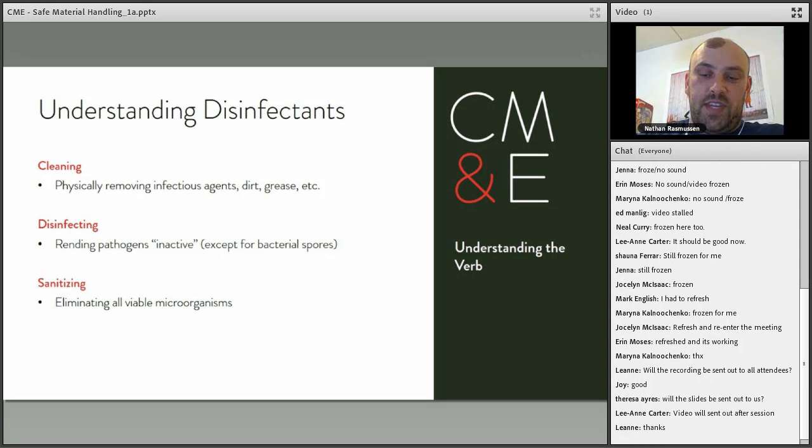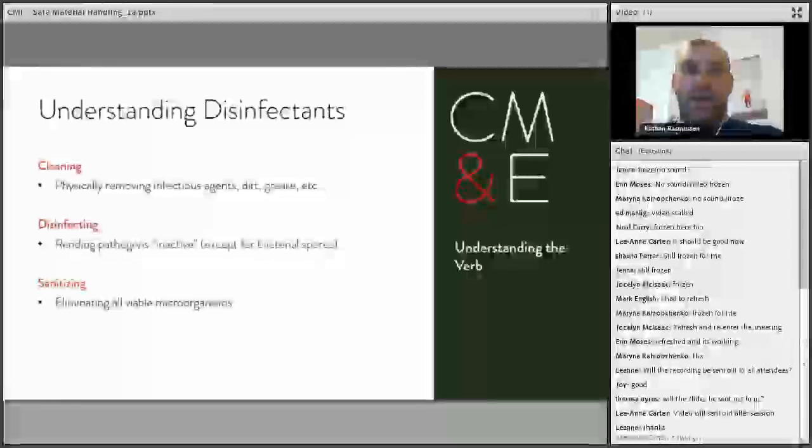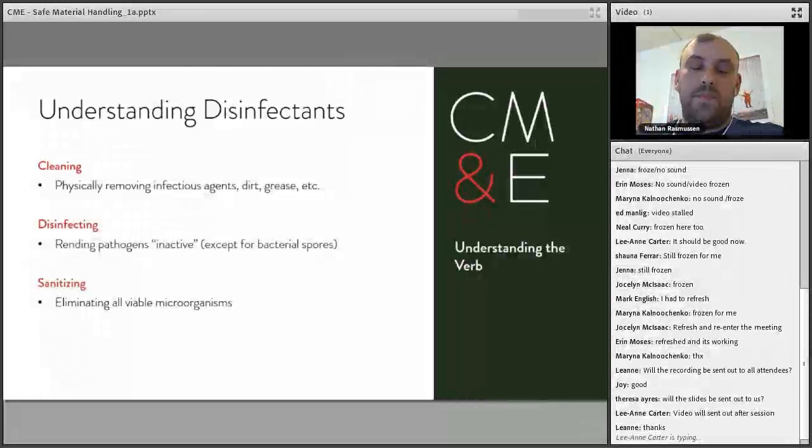Now, sanitizing is something that they talk about in the healthcare field, and sanitizing is wonderful. Sanitizing is when you eliminate all viable microorganisms. It's a much more intense process. The chemicals may be a little bit stronger because you need to also kill the bacterial spores. We don't need to do that in our facilities. That level of cleaning is not necessary. What we're looking to do is disinfect, which makes the pathogens inactive or kills them, except for the bacterial spores. So, clean first, disinfect second.